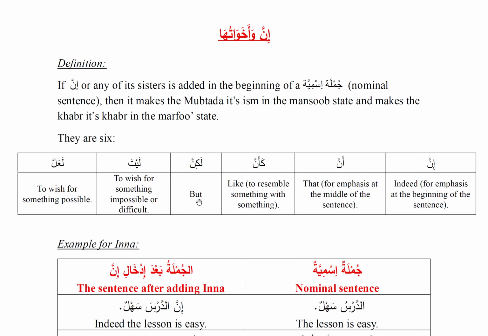Lakinna means but. Layta means to wish for something impossible or difficult. When you want to wish for something that is impossible, you say layta. And la'alla is to wish for something that is possible.